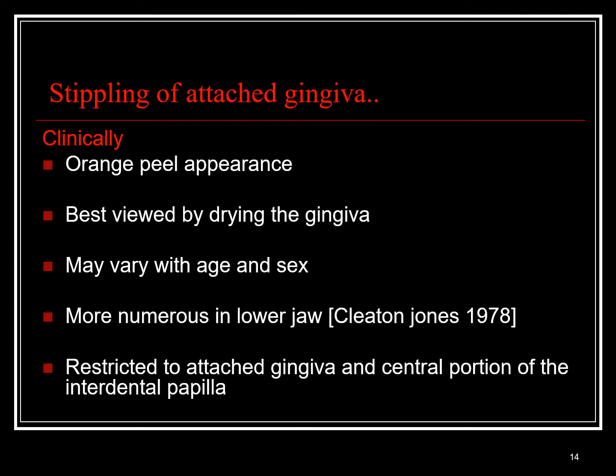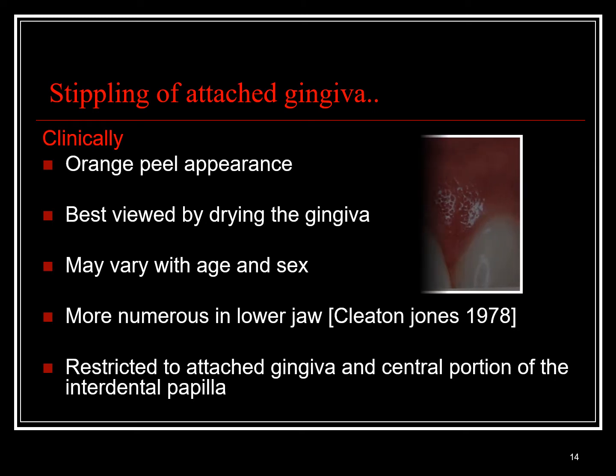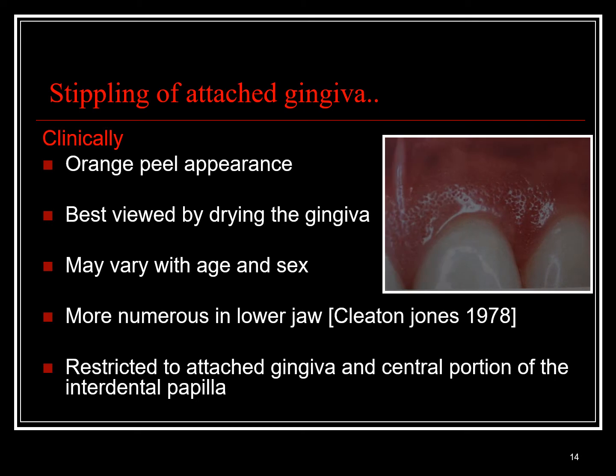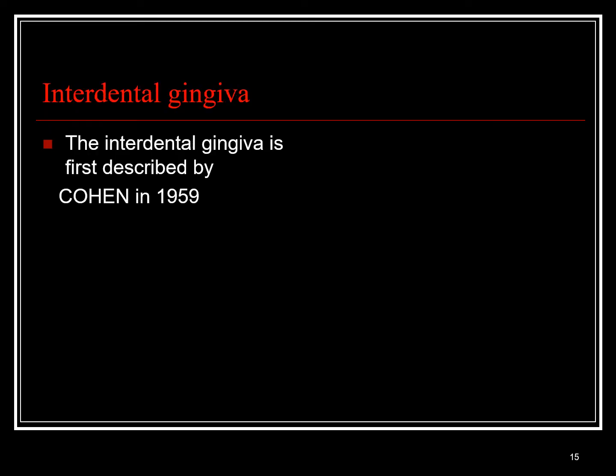Stippling of attached gingiva. Stippling is one of the characteristics which give the gingiva an orange peel appearance. It is best viewed by drying the gingiva and it may vary with age and gender. It is more numerous in the lower jaw. Now you can well appreciate the orange peel appearance with the depressions around the gingiva. This is known as stippling.